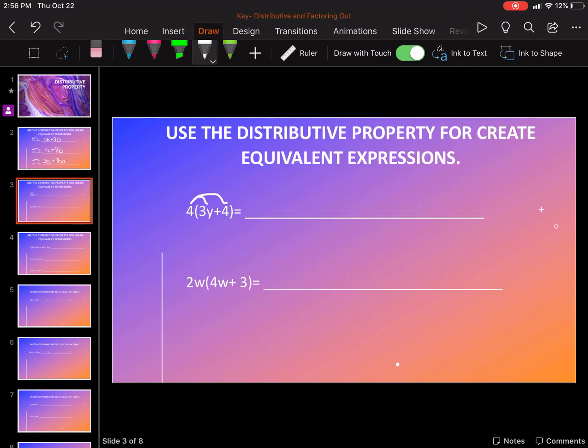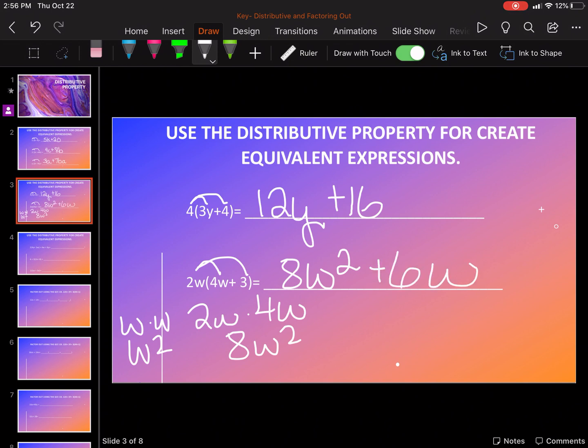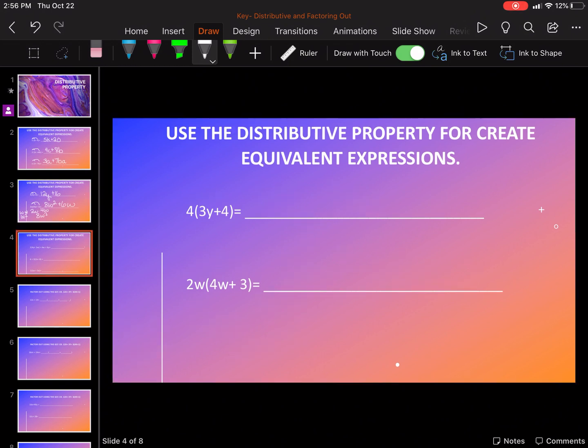This one, we're going to multiply the 4 times the two parts. So 4 times 3 is 12y, and then 4 times 4 is 16. Here we're going to do the w times both parts. So it's going to be 2w times 4w. 4 times 2 is 8, and then remember, w times w is going to be w squared. So it's going to be 8w squared, and then 2 times 3 is 6, and then we only have it times 1w. Okay, so 8w squared plus 6w.